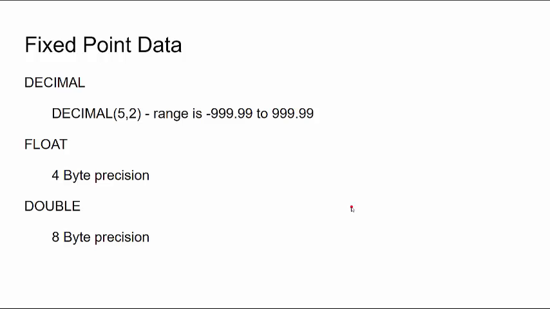Decimal, you'll see it used for numeric data, for storing money. An example: if you have a field that's marked decimal 5,2, it can hold a range of minus $999.99, or whatever currency or value you want in there, to a positive 999.99. The 5 refers to the 5 places here, and the 2 is for the 2 to the right of the decimal point. We also have float and double. Those are the number of bytes of precision that you're going to use for the data.